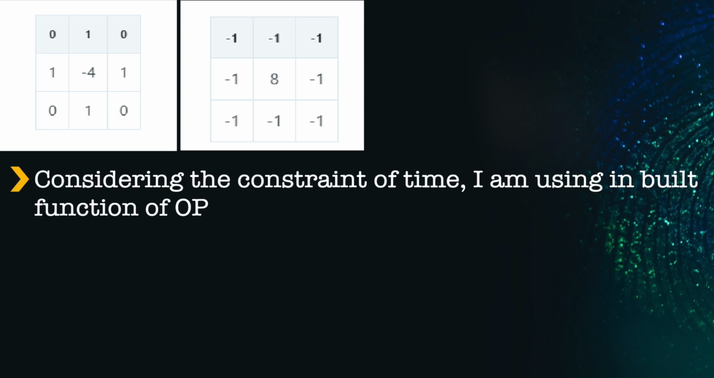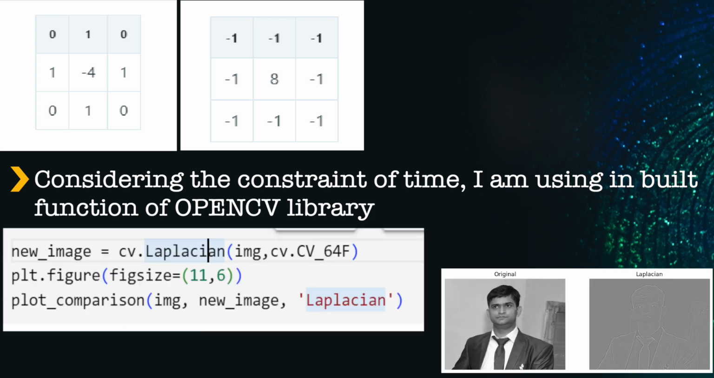Considering the constraint of time, I am using a built-in function for this purpose without doing the detailed implementation of it. Using the OpenCV library, we will implement this, we will do coding. So the cv.Laplacian command is available in the OpenCV library. You can apply this command to your image file, and the result will be a new image.